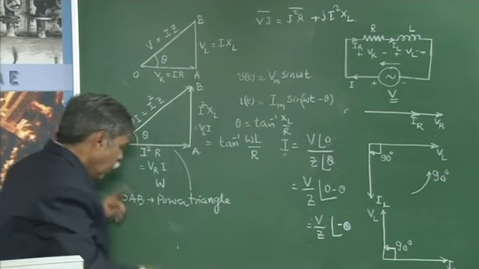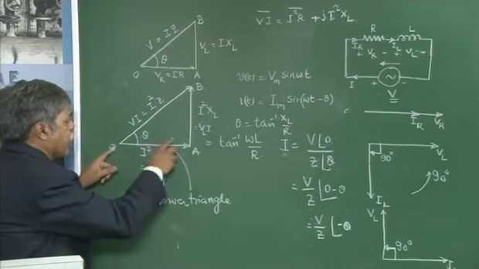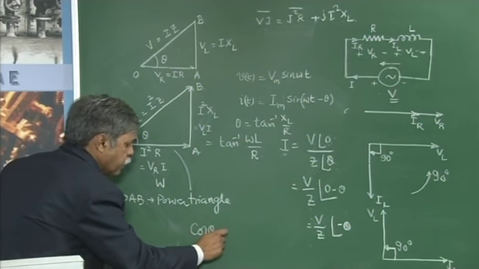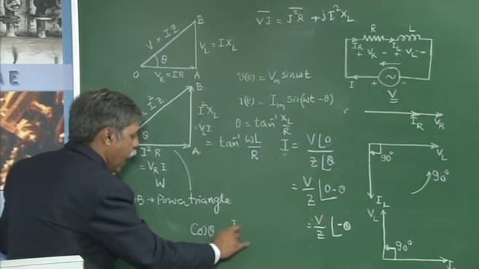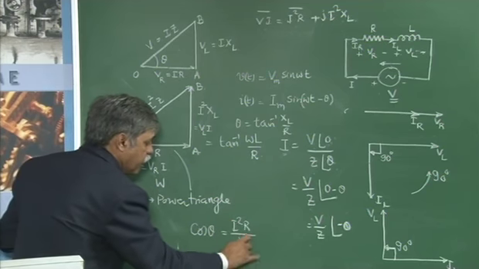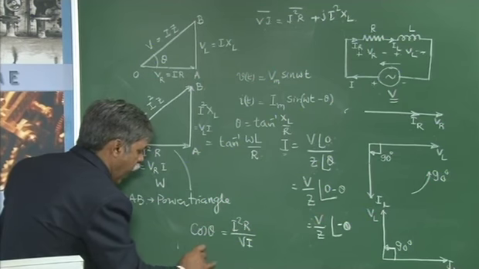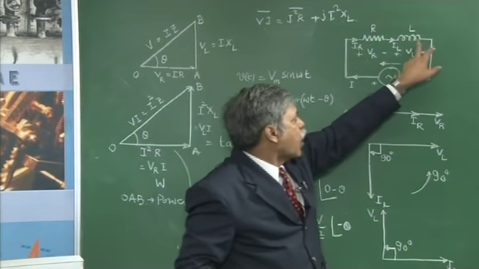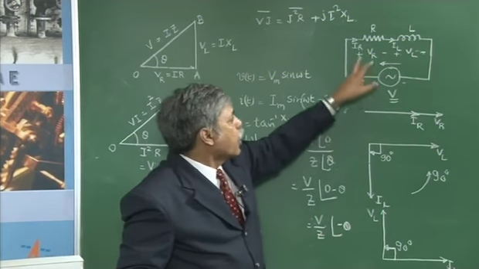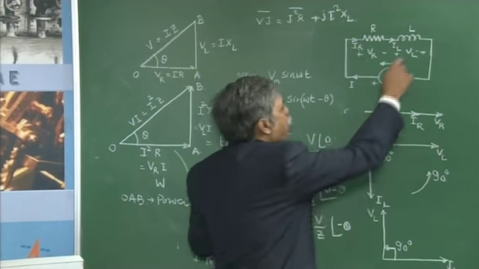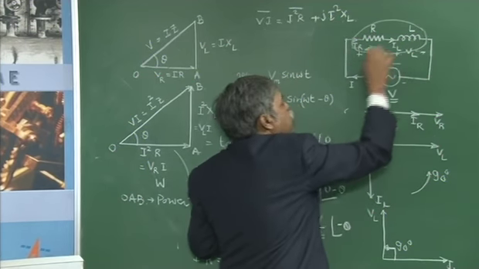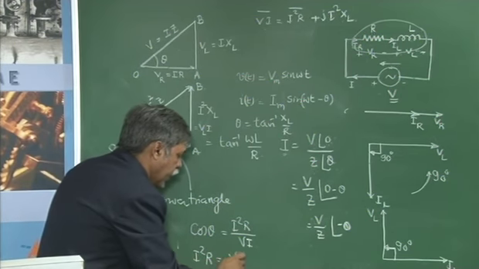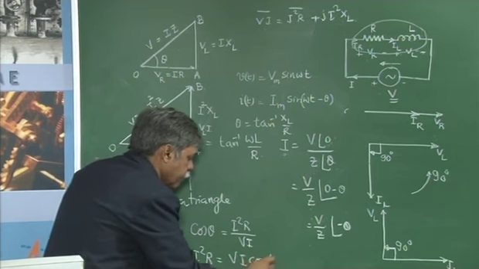Now again, if I see the right angle triangle, the power triangle, I can say cos theta, which I defined yesterday as the power factor, is equal to I square R divided by VI. So I square R is the average power consumed by the resistor. Inductor will not consume any average power. Therefore, the average power consumed by the RL circuit is only equal to I square R. That power I can write as VI cos theta.